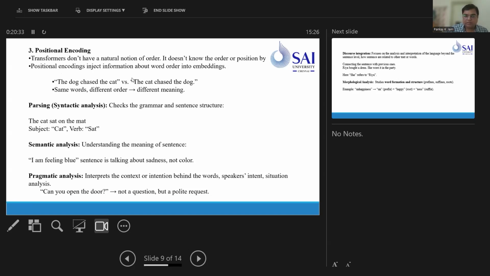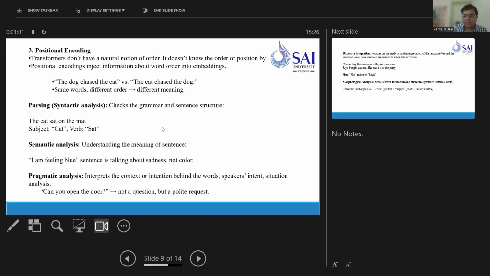If you visualize the Tom and Jerry show, sometimes Tom chases Jerry, and sometimes Jerry chases Tom. So both are not the same. So positional encoding is very important because it changes the context of the sentence.